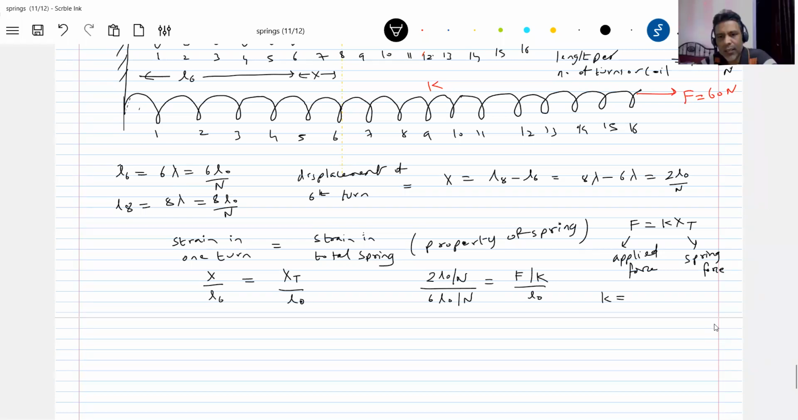L naught gets cancelled, so n gets cancelled, so this k should be equal to 6, sir. No, 6. No expression in terms of f and L naught you give it. 3f by L naught. I'll write it. 3f by L naught. Okay, fine.